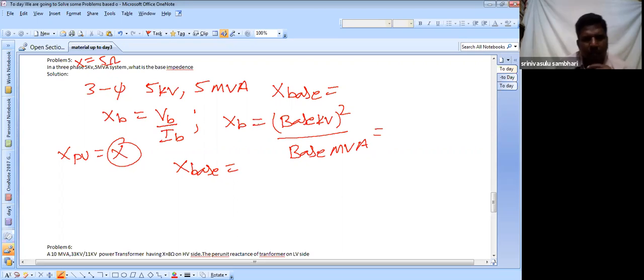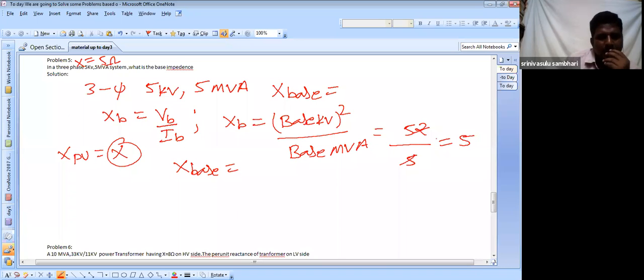So, therefore, here, what is the base kV? 5 square, divided by what is the base MVA? 5 gets cancelled. That is how much? 5. Now tell me, does X base have units or not? X base having units or not? Any response? Having units or unitless?